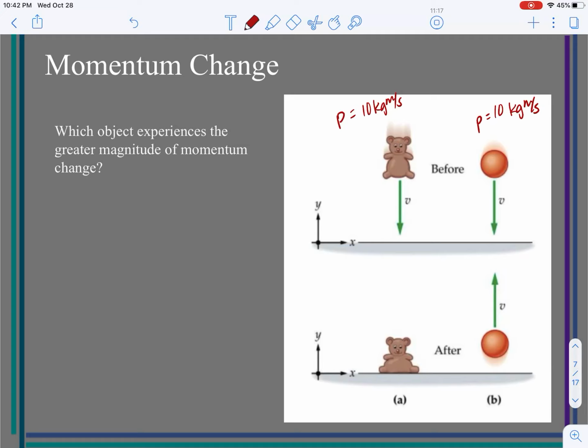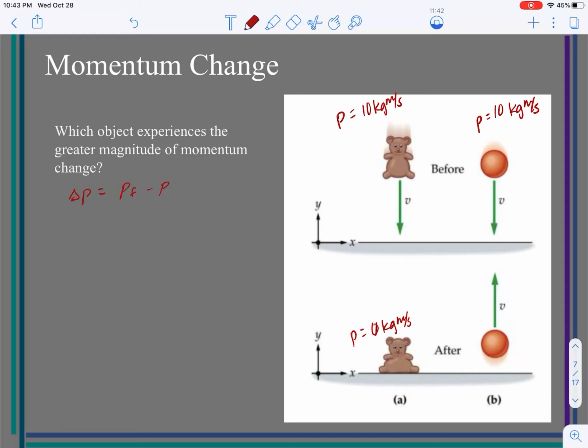Now, my object is going to fall, and we can see in this after picture, my teddy bear has obviously come to rest. So now this bear has a momentum of 0. It is mass times velocity. Velocity is 0 because it's come to rest. So my teddy bear experienced a change in momentum.